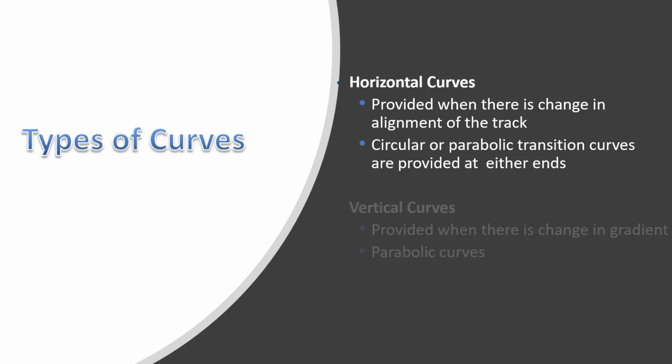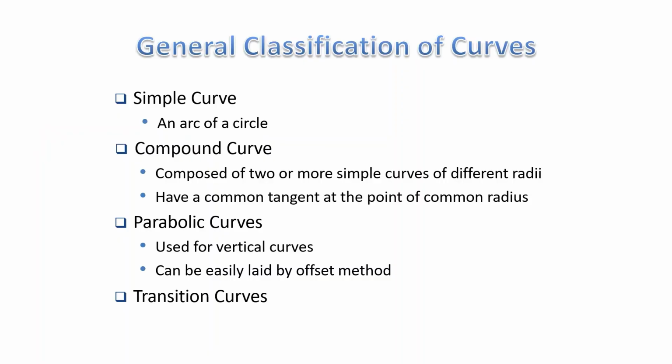The types of curves can be horizontal curves or vertical curves. Horizontal curves are mainly provided when there is deviation in the alignment of the track, and it will be connected by a transition curve of circular or parabolic shape at both the ends. Then there can be a vertical curve when there is change in gradient, and usually they are parabolic in shape. Curves are introduced to bypass the obstacles or to connect between the obligatory points, and also to provide an easy transverse gradient.